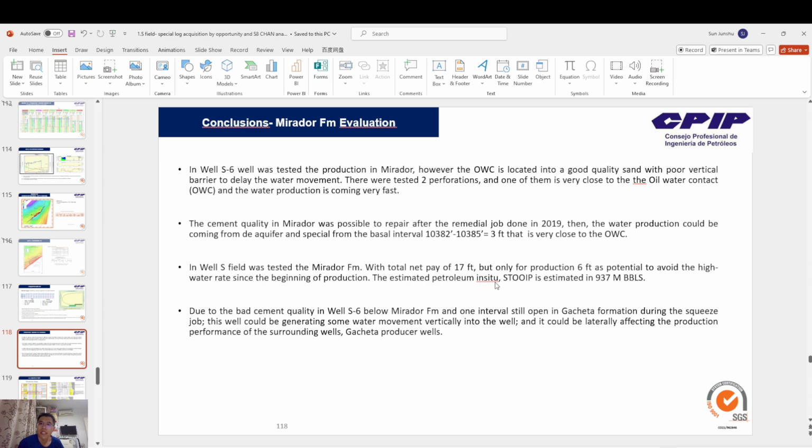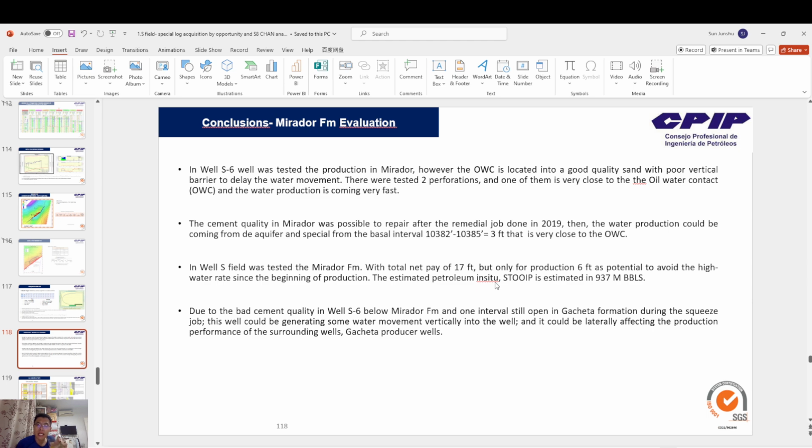The cement quality in Mirador was possible to repair after the remedial job in 2018-19. Then the water production could be coming from the aquifer, especially from the basal interval between 10,382 feet and 10,305 feet, 3 feet that is very close to the oil water contact.